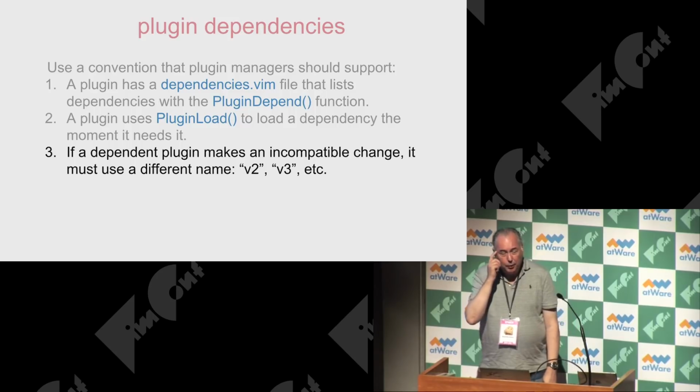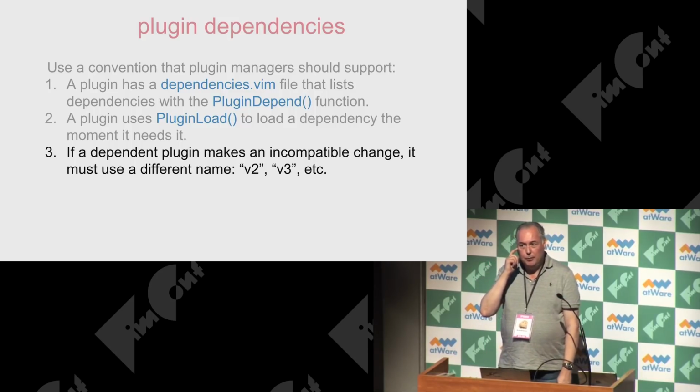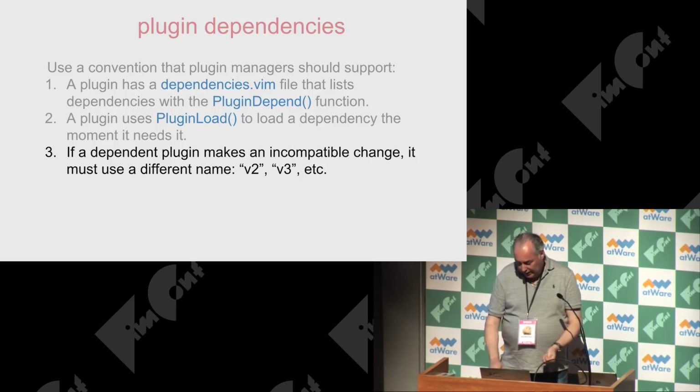So we still have the problem with incompatible changes. So if a plugin changes over time and there's different versions, I'm proposing to just give them a different name. So just add a version number or anything. And that's the easiest way to do this. Of course, there's much more complex ways of dealing with versioning, but just using a different name is a simple and I think good enough way of doing this.